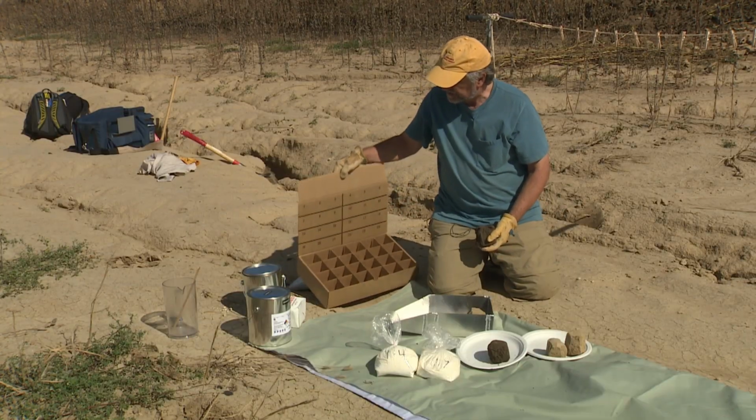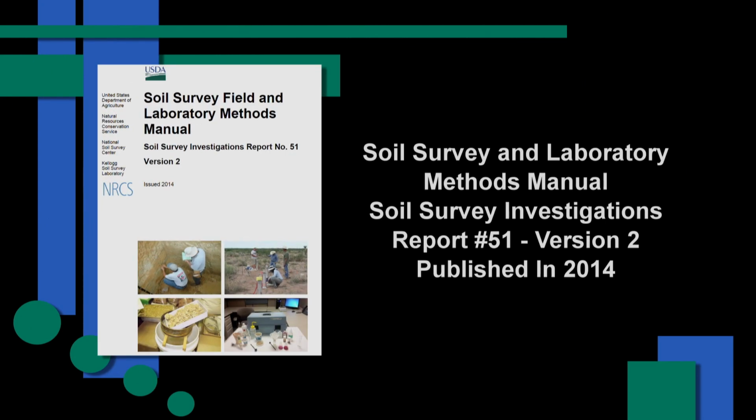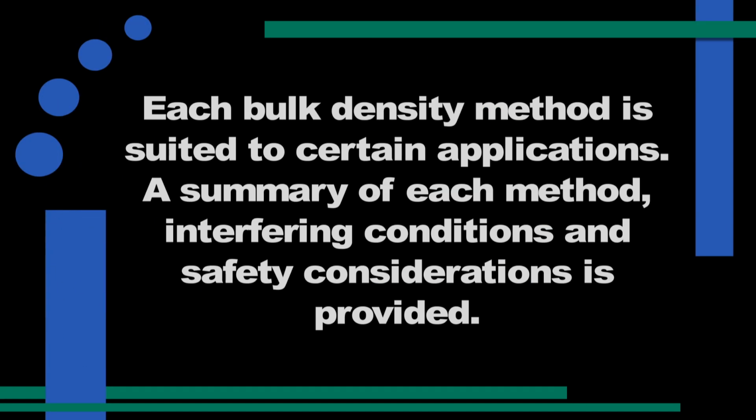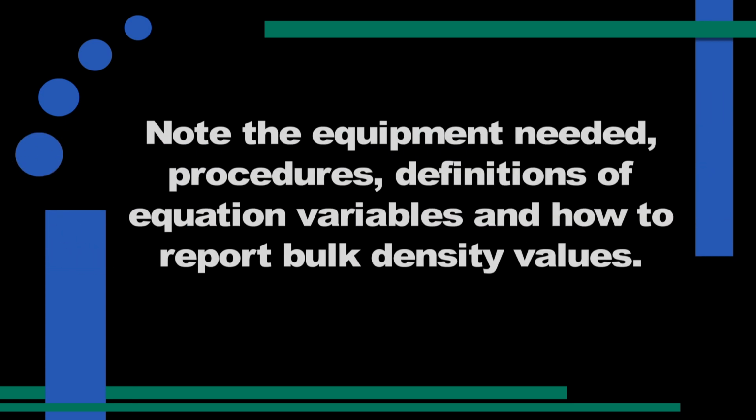conditions. Before you get started in the field, take time to review the Bulk Density Methods section of the Soil Survey Field and Laboratory Methods Manual, Soil Survey Investigations Report Number 51, Version 2, issued in 2014. Be sure to note that each method may be best suited to certain applications. A summary of the method is provided, along with any interfering conditions and safety considerations. Also note the equipment list, detailed procedure, definition of equation variables, and how to report bulk density values.